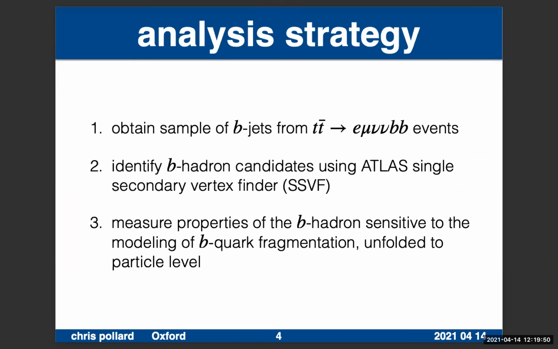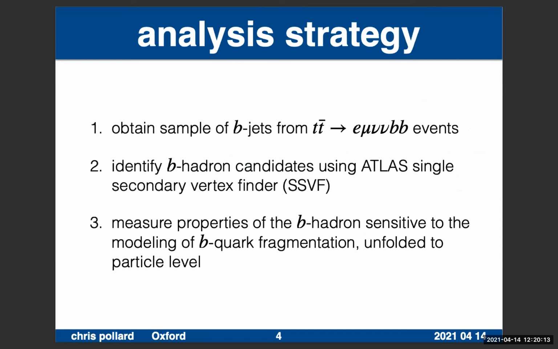The strategy for this analysis is relatively straightforward, actually. We have a very large data set at the LHC with millions of TT bar pairs being produced and collected in ATLAS and CMS. In this analysis, we look for TT bar decaying to e mu bb final states because it's such a clean signature.